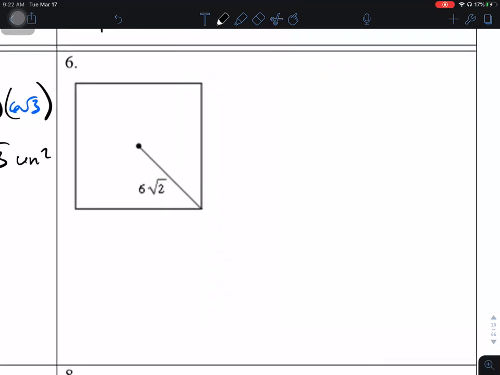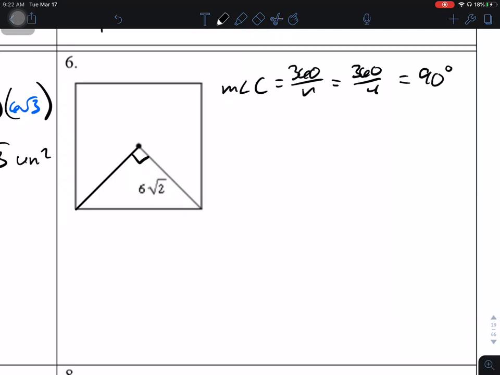What we can do is draw a central angle, and let's find the measure of a central angle. It's 360 divided by the number of sides. We have 4 sides. That makes the central angle 95. I'm sorry, 90.